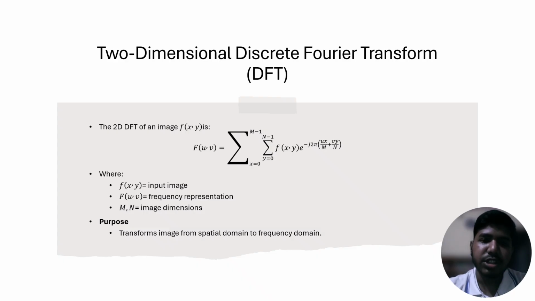The two-dimensional discrete Fourier transform, or DFT, converts an image into its frequency representation. This formula may look complex, but its main job is simple. It changes image data from the spatial domain into the frequency domain. After applying DFT, we can perform different filtering operations.